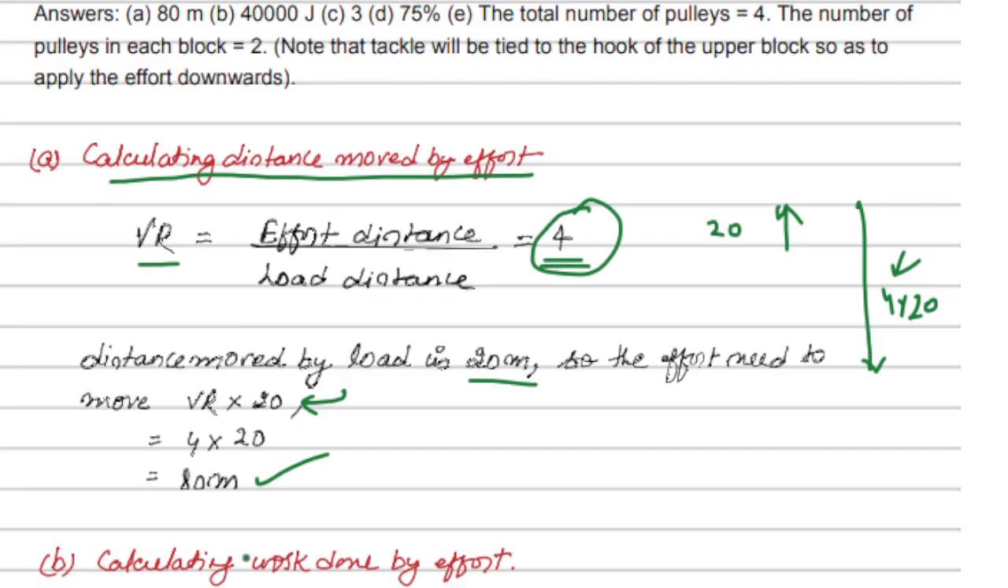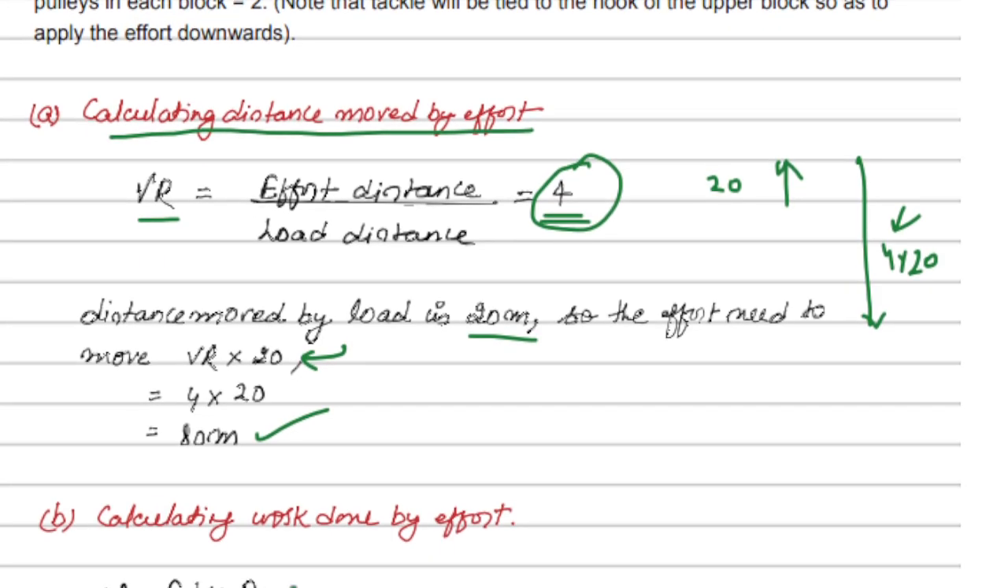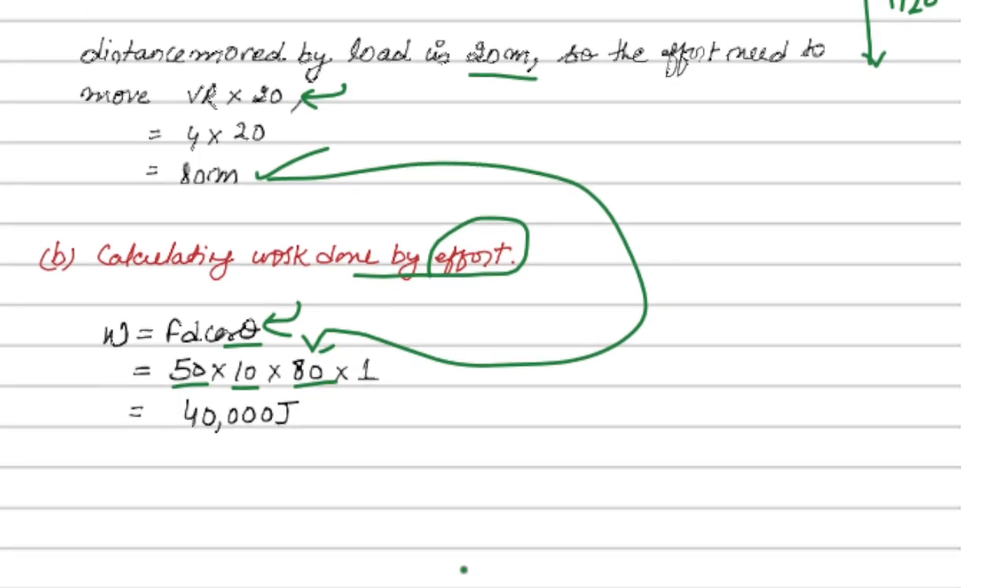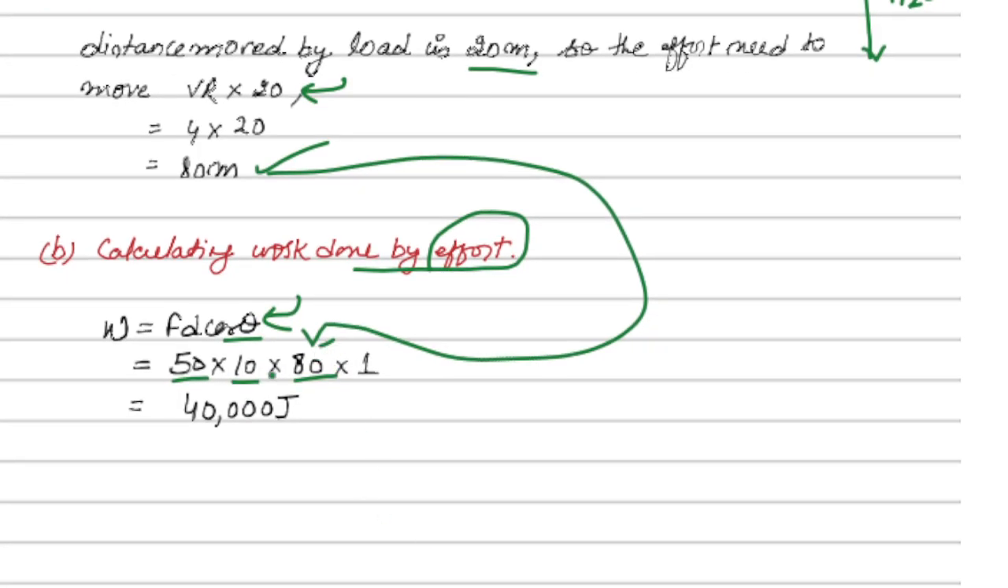Now they are asking what is the work done by effort. Just multiply F D cos theta, ignore cos theta because it will be 0 degree. So just multiplication of force and displacement. Force will be 50 into 10 because g is 10, and then we have to multiply it by 80 because they are asking about the work done by effort. So effort has moved 80 meters. So we have to take that distance and plug it in while calculating. So this should be 80. Now we'll calculate work done by effort is 40,000 joules or 40 kilojoules.